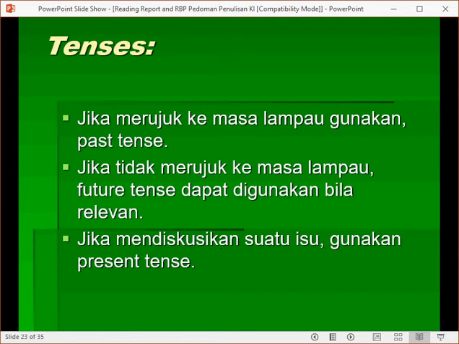So, for example, for the issue of corruption, you have to use present tense. If you want to describe the Communist Party of Indonesia, you have to use past tense. Or if you want to know the improvements of Indonesian countries, you can use future tense.